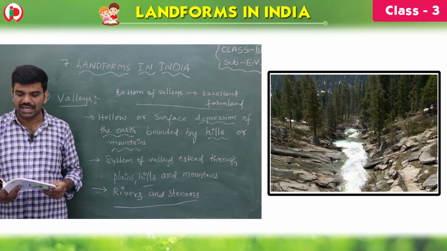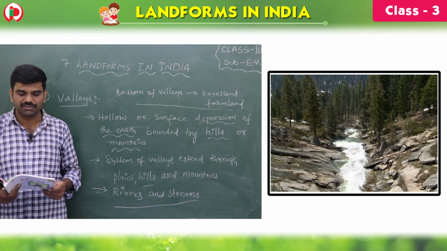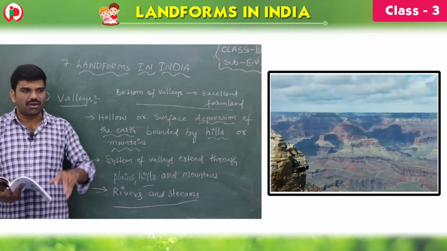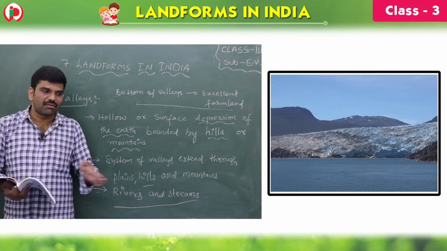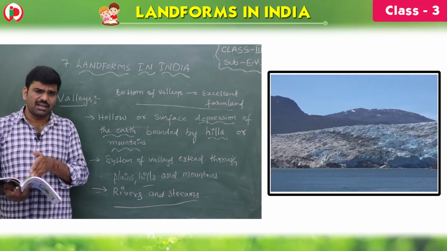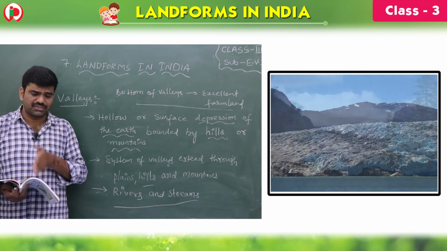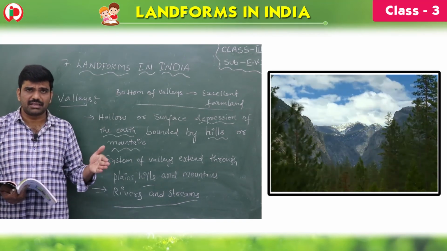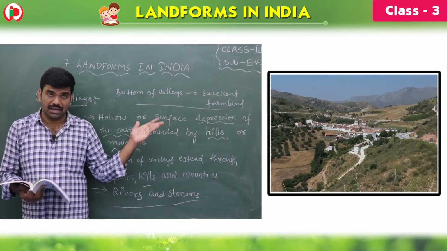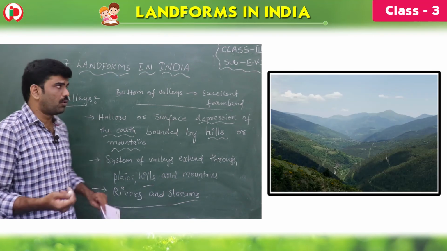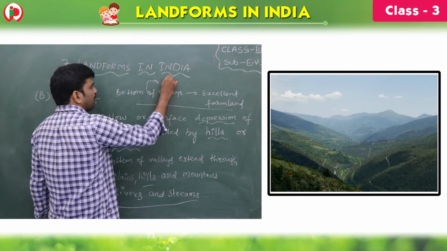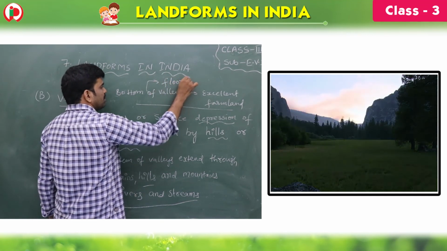Most valleys on dry land are formed by running water of rivers and streams. On dry land, these valleys are formed due to the running water of rivers. The water in the rivers and streams flows continuously, so the valleys are formed like that. The bottom of the valley is called its floor. So what is the floor? Bottom of a valley is called its floor.